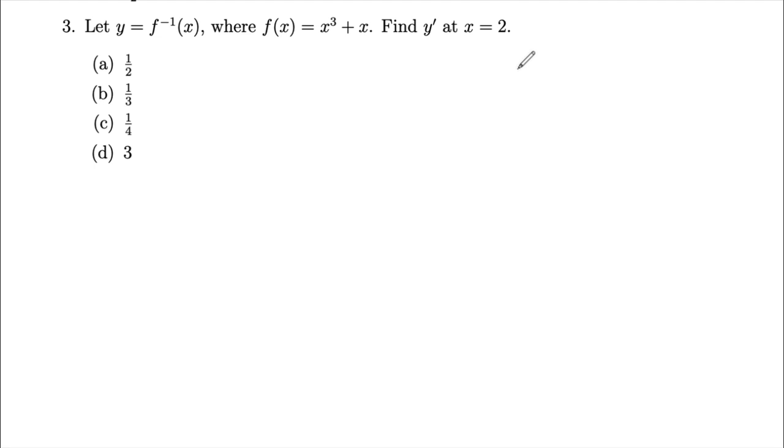Okay, so for number 3, it says let y equal the inverse of f of x, where f of x equals x cubed plus 3. And we want to find y prime at x equals 2. So the interpretation of this question is really important, and I'm going to really try to use input and output so that we don't get too confused here. So first of all, it's important to just understand what we're looking for. So basically, we are looking for the slope of the inverse function when the input value is 2. So again, the slope of the inverse function when the input value is 2.